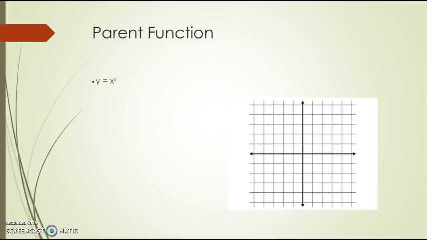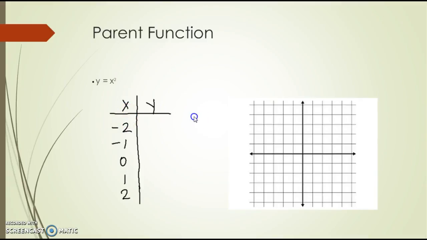So our parent function is y equals x squared. So that's like the most basic quadratic we have, and every other quadratic is some transformation of this parent function. So if we think about graphing this parent function, if I make an xy table, I'm just going to do the same points that we did for our exponential equations, -2 to +2.